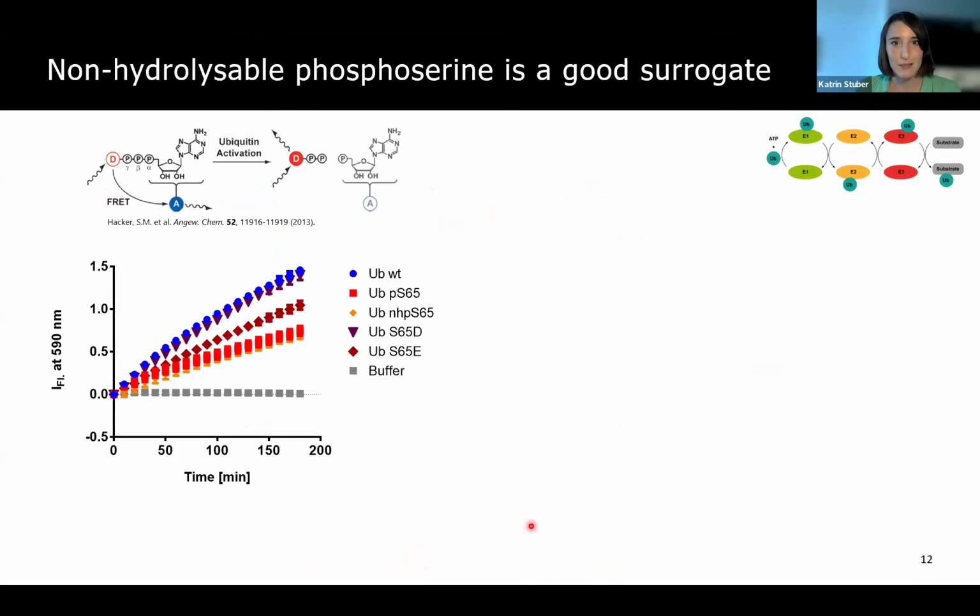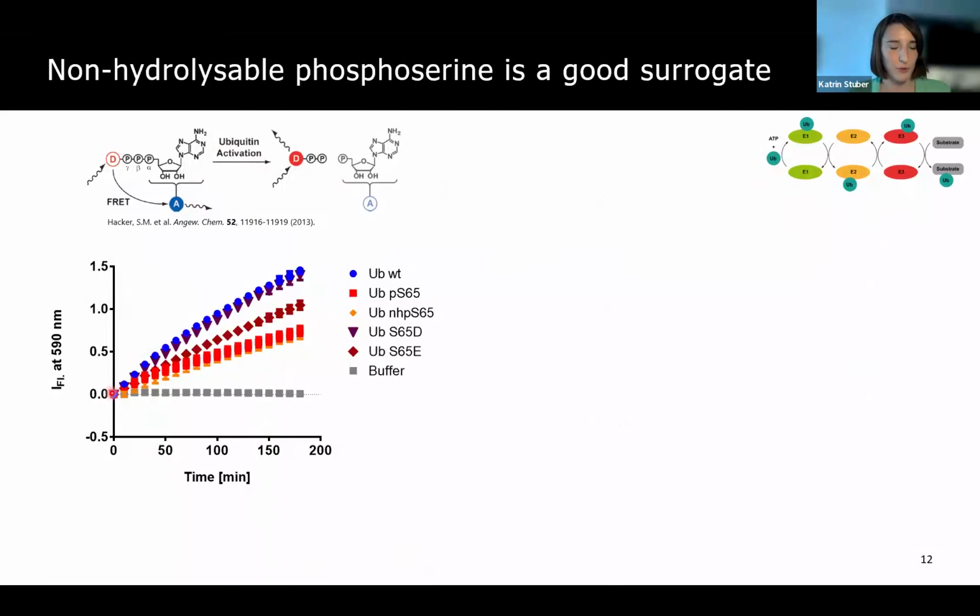Then we also looked at it on a biochemical level, of course, and here we used an assay that was published by the lab a few years ago, and it monitors the E1 activation of ubiquitin, so the first step of the ubiquitin cascade.